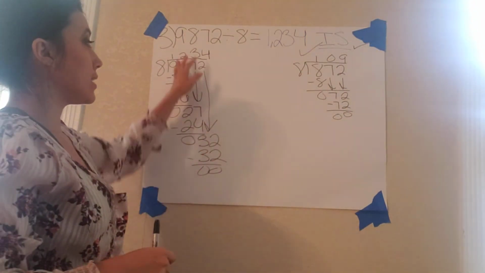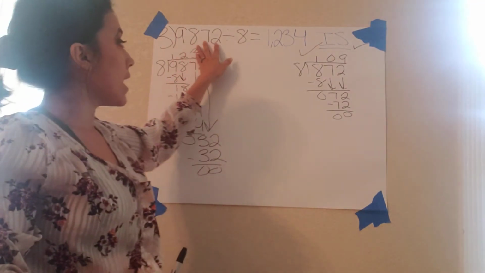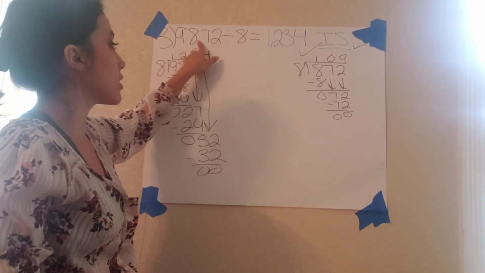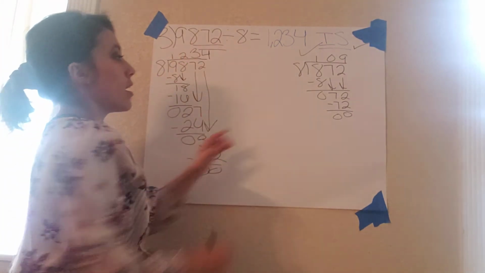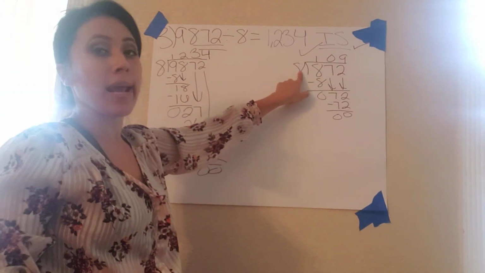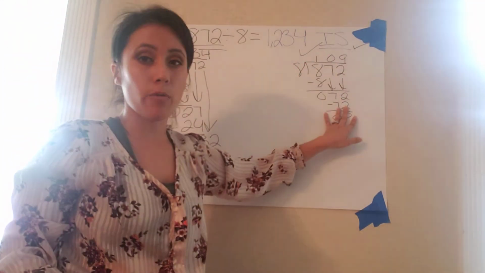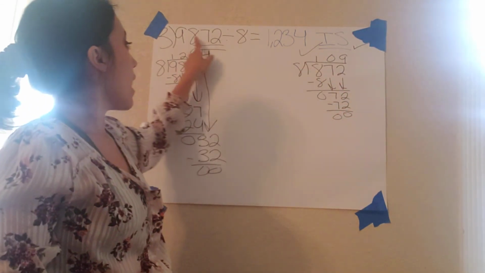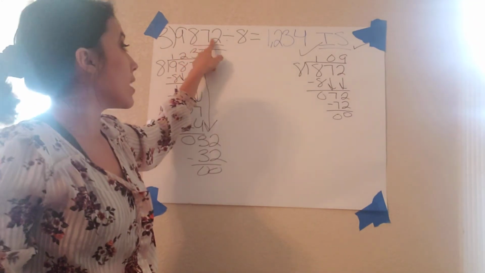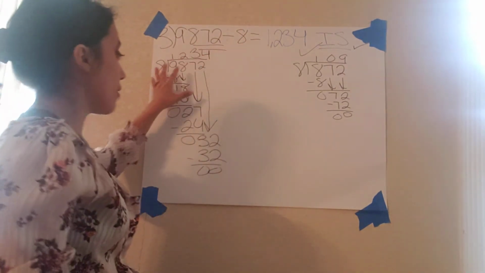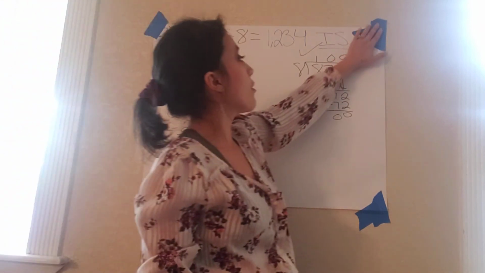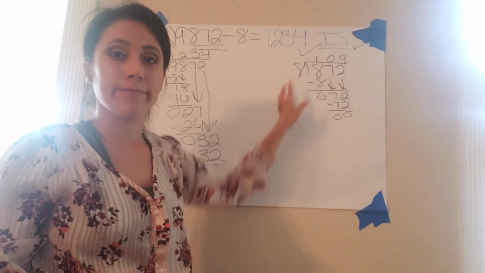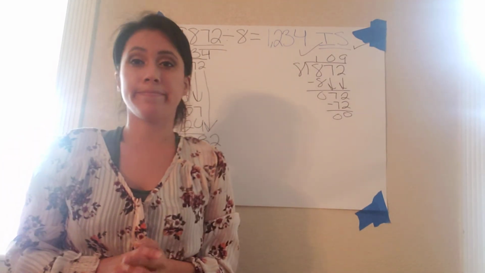So again, what we did is we needed to see if 9,872 is divisible by 8. So we took the last three numbers, 872, and divided that by 8. And we got 109 with no remainder. So that told us that it is divisible by 8. And so 9,872 is divisible by 8. And then we solved the math problem, and we found that the answer to that problem is 1,234. Does anybody have any questions?